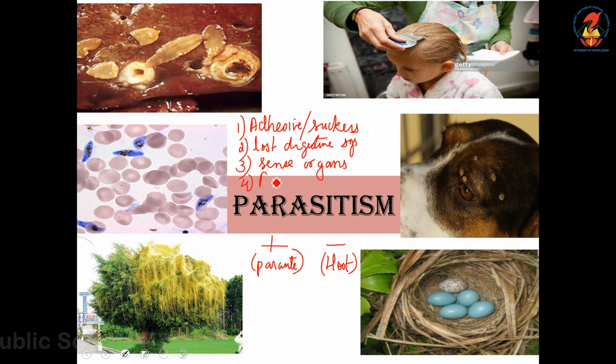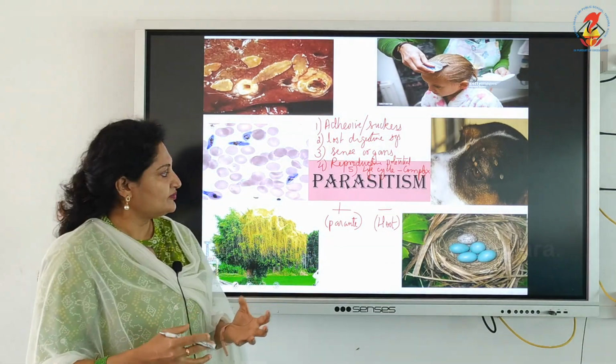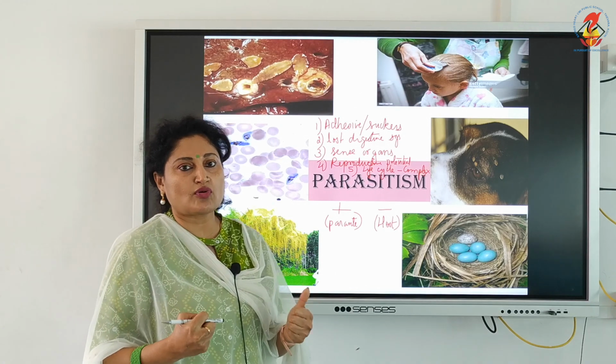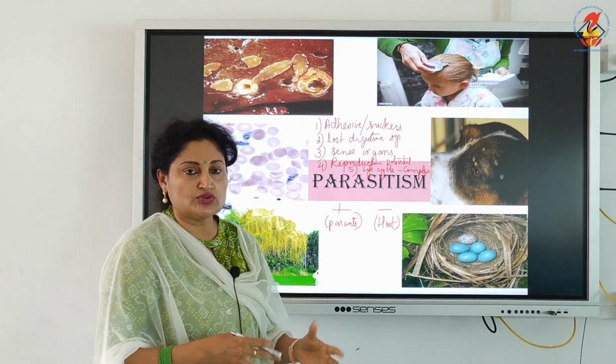Four, their reproductive potential is very high. Potential or capacity is high. And lastly, very important, their life cycle is very complex, involving an intermediate host, at least two hosts. So, once again, in parasitism, the parasites are equipped with a number of parasitic adaptations to enable them to live in the host or on the host.